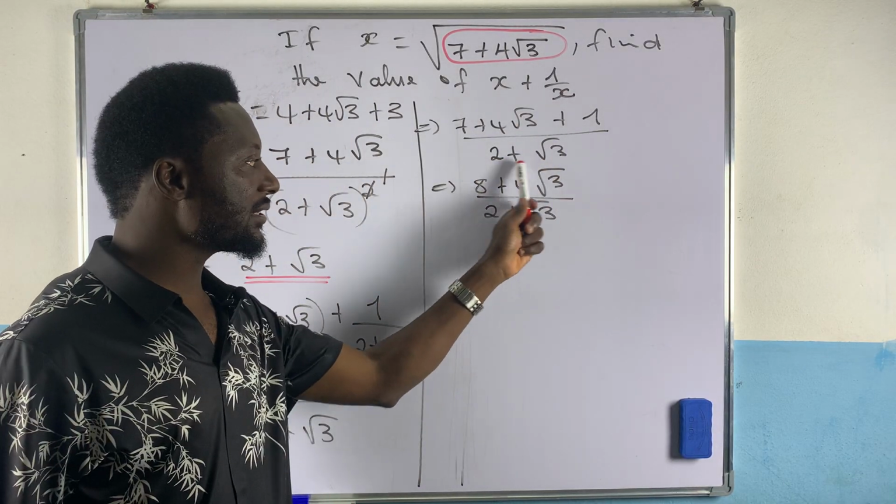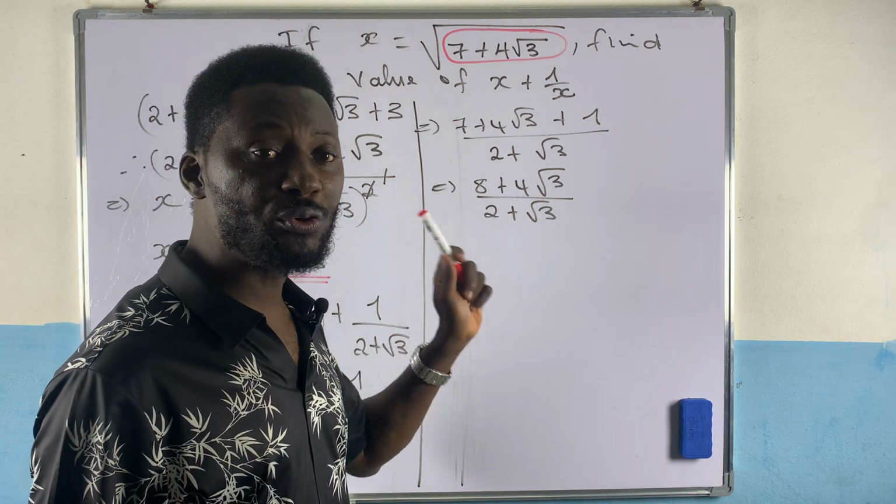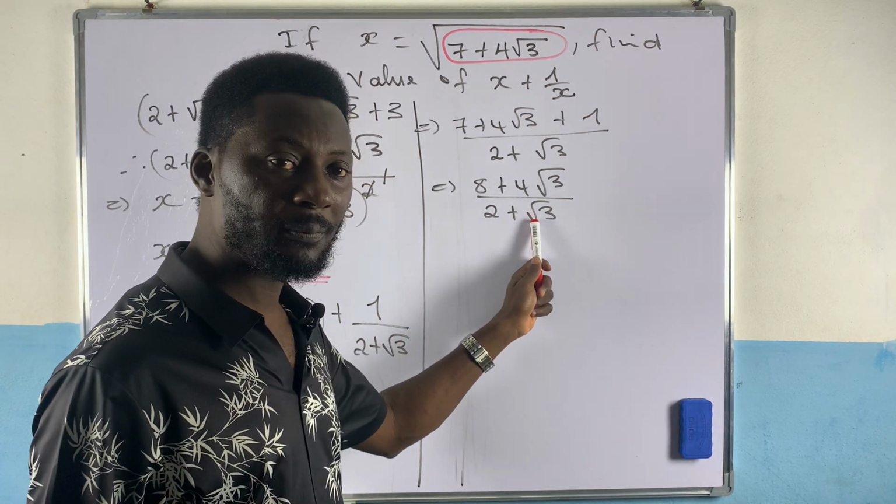Now, if you look at this expression that we have, you discover that there's a surd in the denominator. We do not leave a surd in the denominator.